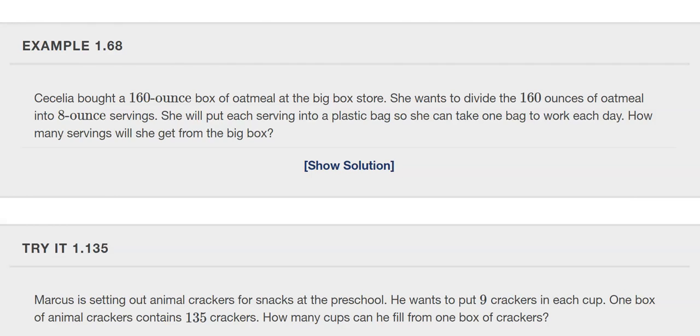Let's read it again. Cecilia bought a 160-ounce box of oatmeal. So if you can't visualize this, go run and grab a box.